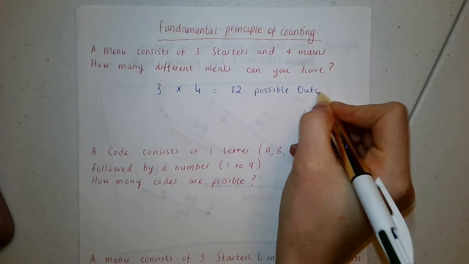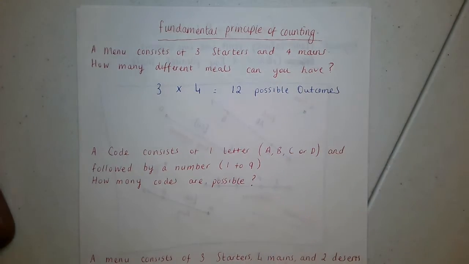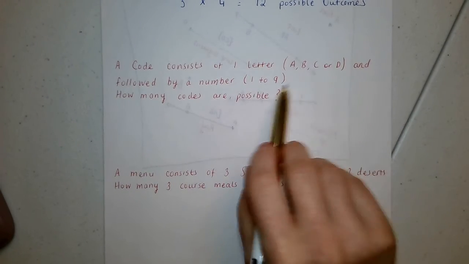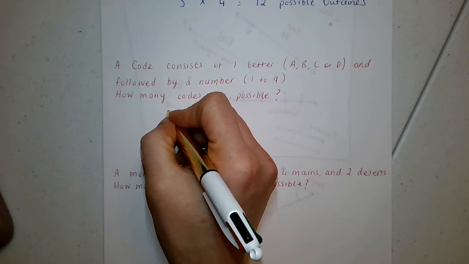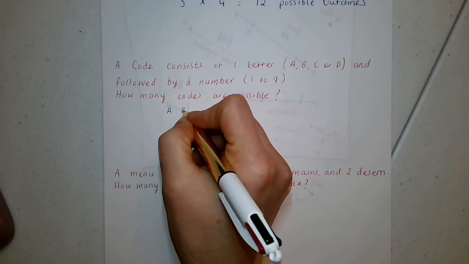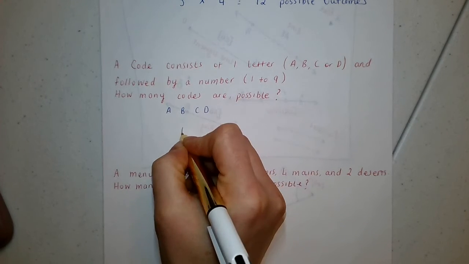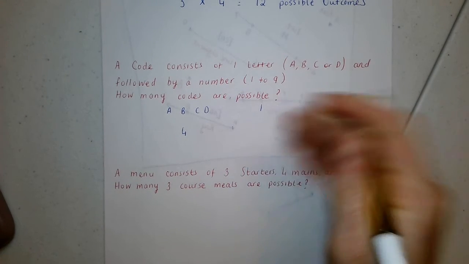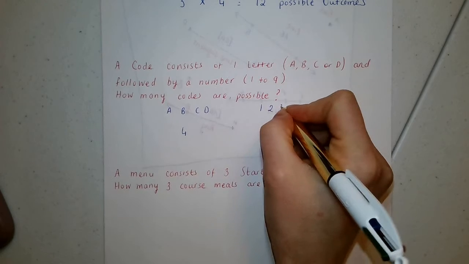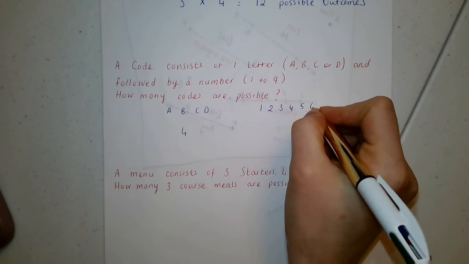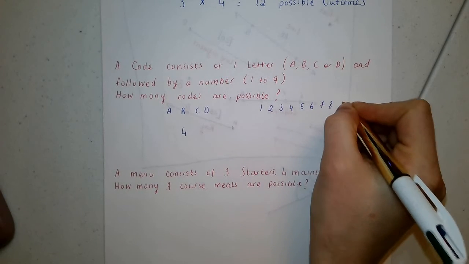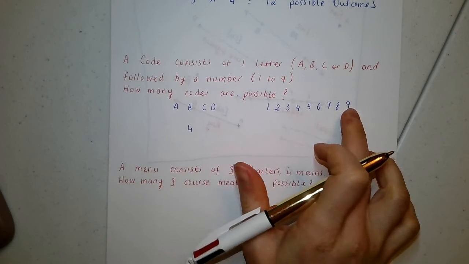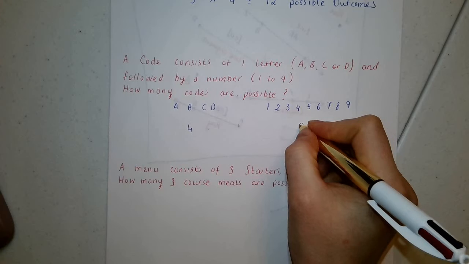Okay. Similarly, in the second example, we have a code consists of 1 letter followed by a number. Okay, so the options for event 1 is A, B, C and D. So as you can see there are 4 options. The options for event 2 is 1, 2, 3, 4, 5, 6, 7, 8 and 9. So if we count these, there's 1, 2, 3, 4, 5, 6, 7, 8, 9 options for event number 2.